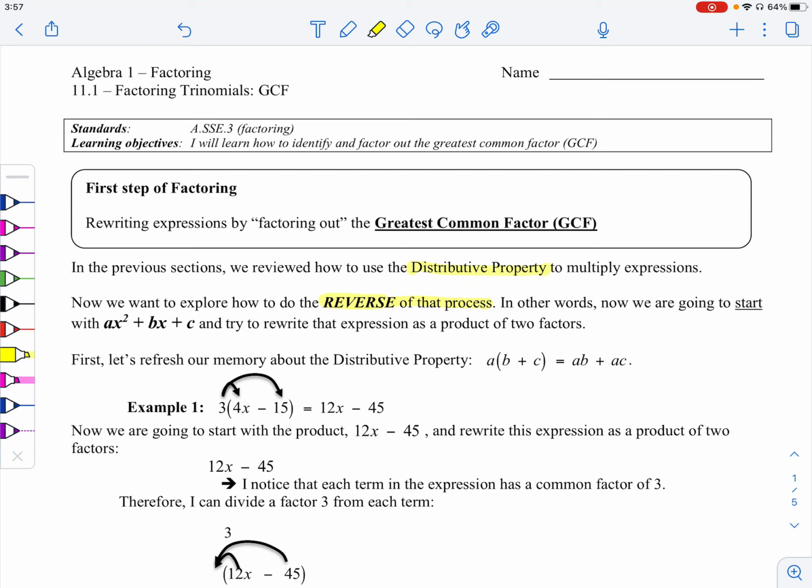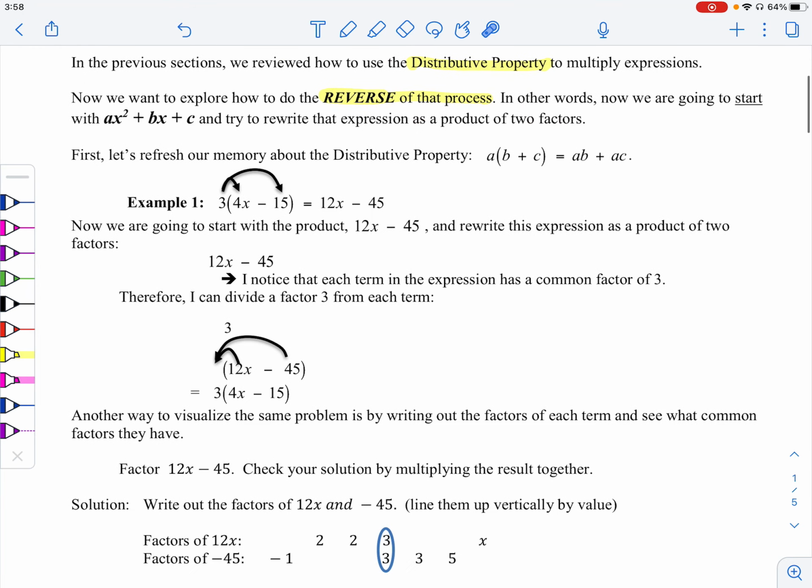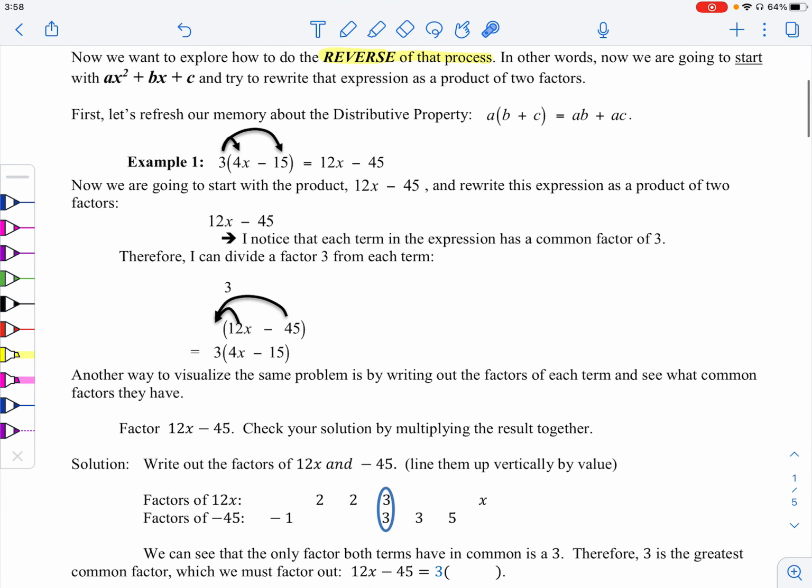Okay. So here's an example. Example one: 3 times parentheses 4x minus 15. What we did was multiply, right? 3 times 4x and 3 times negative 15 will give us a solution. So now we need to go backwards. From 12x minus 45, we need to factor out and go to where we started, to the beginning. Basically, we're taking out a 3, or factoring out a 3.